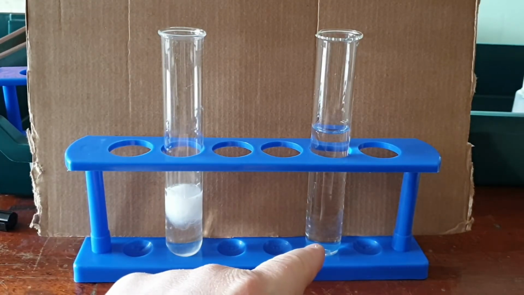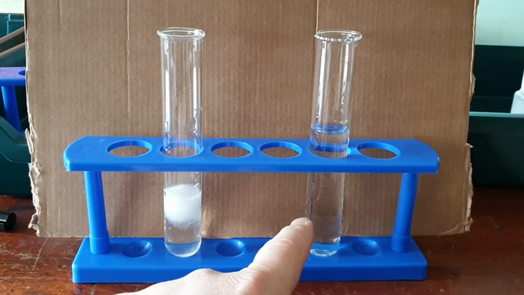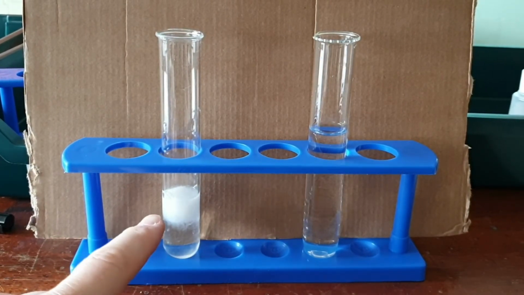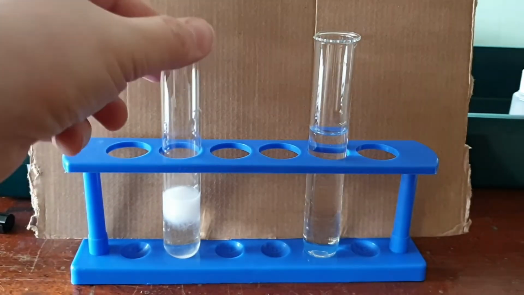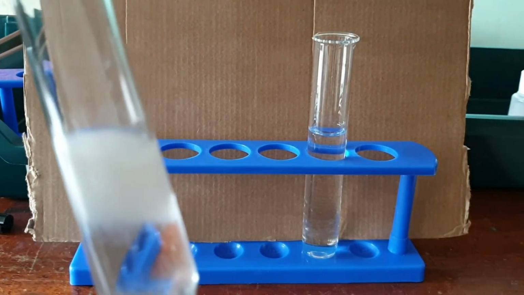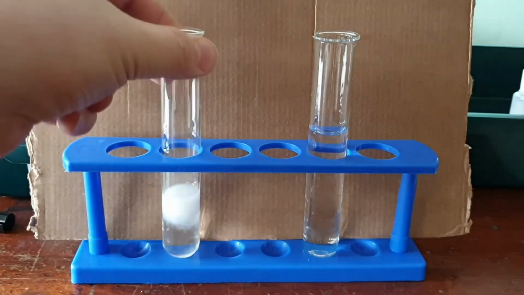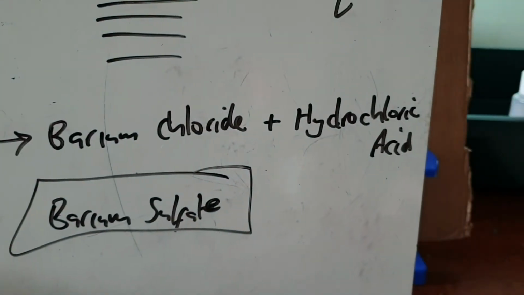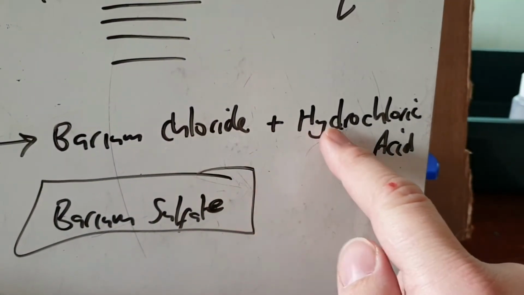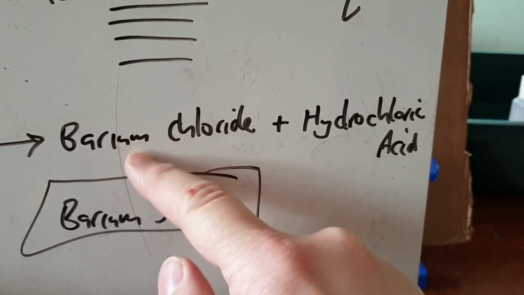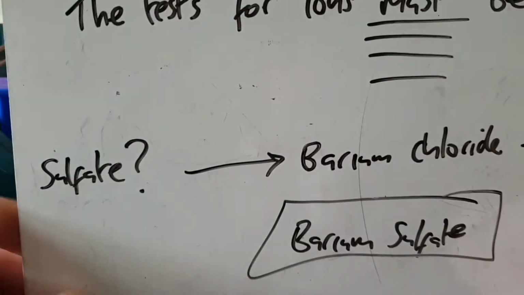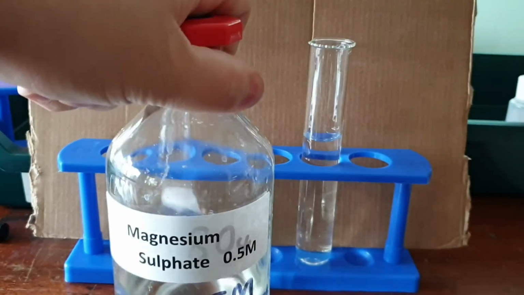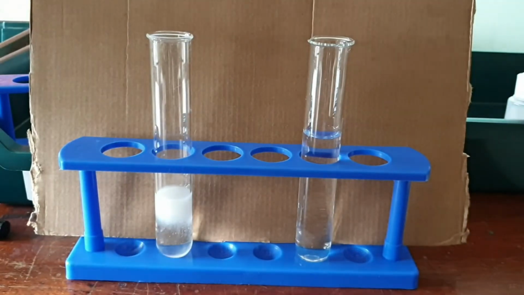Mystery compound here, no precipitate appeared, so it definitely didn't contain any sulfate. It was water, spoilers. Mystery compound here, we've definitely got a white precipitate, a white solid. Because we made something insoluble, what have we made? Well, we added barium chloride and hydrochloric acid, and the only barium compound that forms a precipitate is barium sulfate. So there must have been sulfate in that compound. It was magnesium sulfate, so there definitely was.